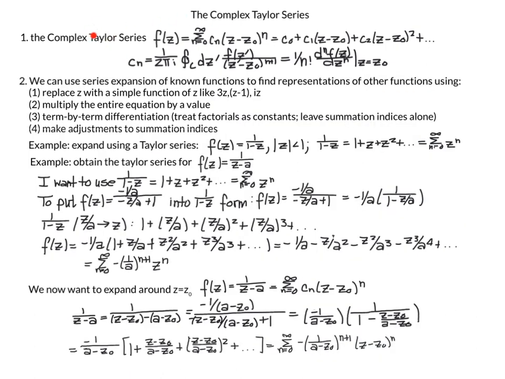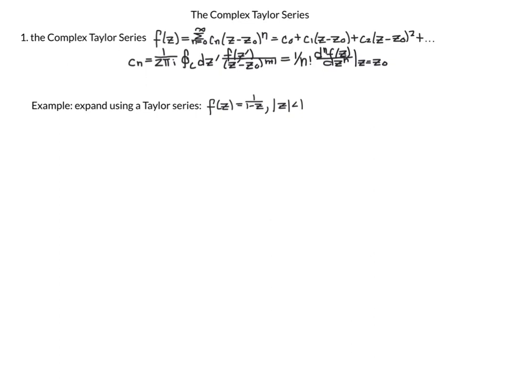Now that we have the formula for this Taylor series, we're going to do more examples of Taylor series, but we're going to use it along with the second point, which is that we can use series expansions of known functions to find representations of other functions. And we're going to start by expanding f of z equals 1 over z into a Taylor series. And here, because z equals 1 is where we are not analytic, we're going to have our circle be less than 1. We are going to center our Taylor series expansion around z equals 0.